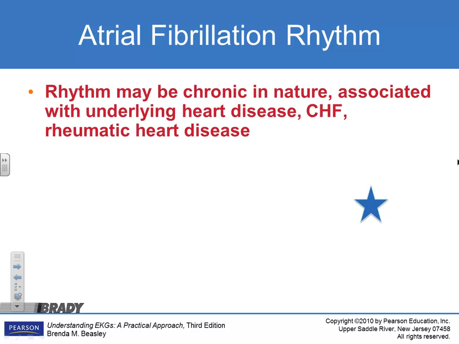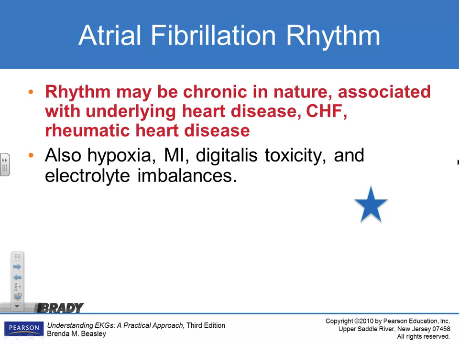We see this with patients that had rheumatic heart disease, who had rheumatic fever as a child, which I think has almost been obliterated. When I was young, people had it. CHF may have AFib, so a lot of your patients, probably over the age of about 60, you're going to see a lot of AFib. Hypoxia can cause it, DIG, of course. I mentioned electrolyte imbalances.